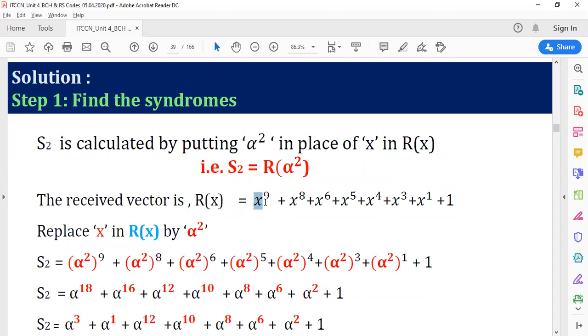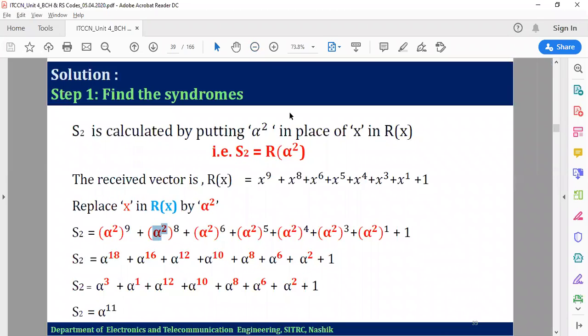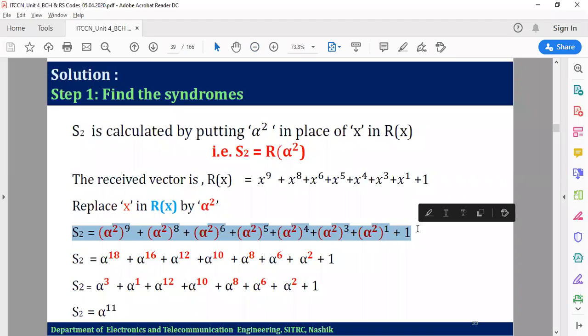So here x^9 is nothing but what? I need to replace this x by alpha square. So I have replaced this x by alpha square. So what is my S2? It is alpha square raised to 9. Now what is x raised to 8? It is alpha square raised to 8. So consequently, you can replace all these x by alpha square.